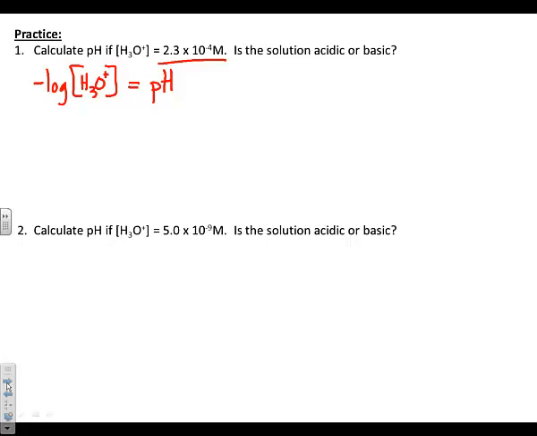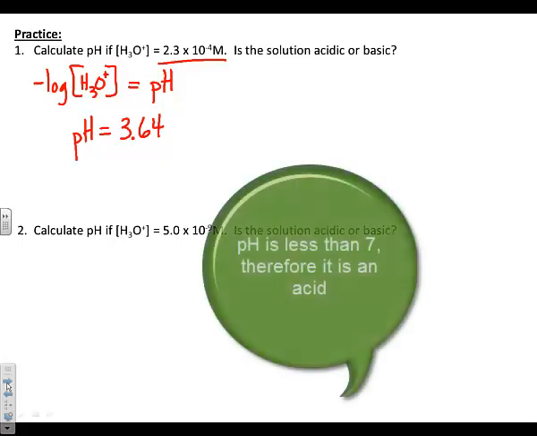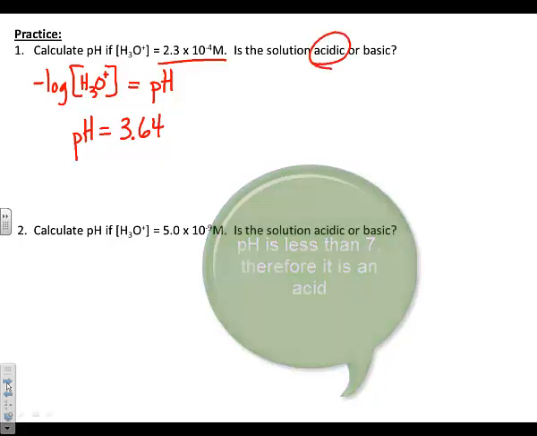Now, my calculator opens parentheses. Do I have to close parentheses for it to do it right? You don't have to, but it's always wise. Okay. All right, it gives me a pH of 3.64. Okay, so 3.64. That is less than 7. So that would be an acid. Definitely acidic. All right. Seems easy enough.